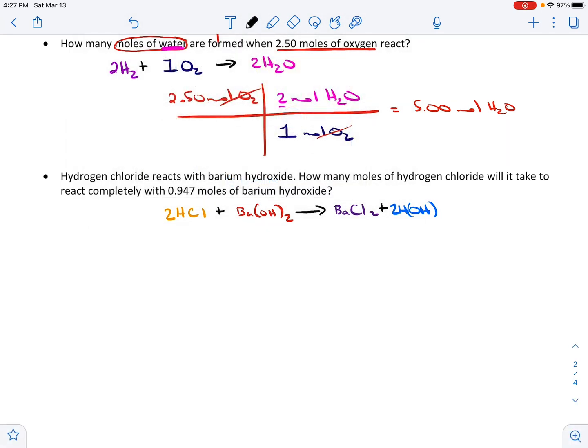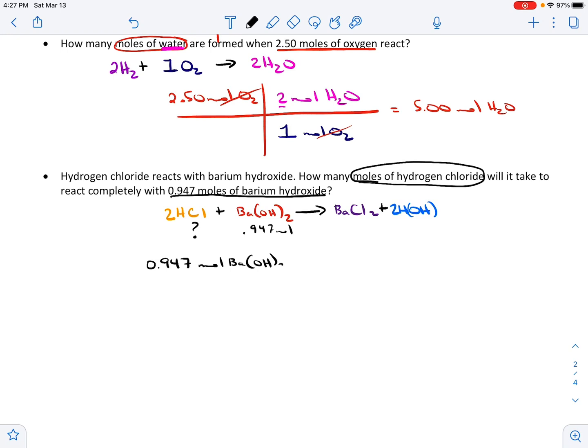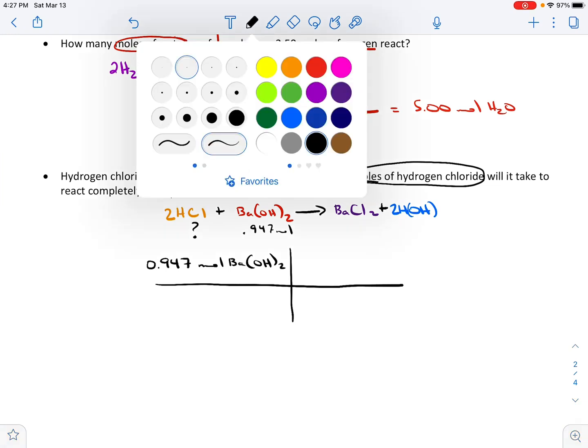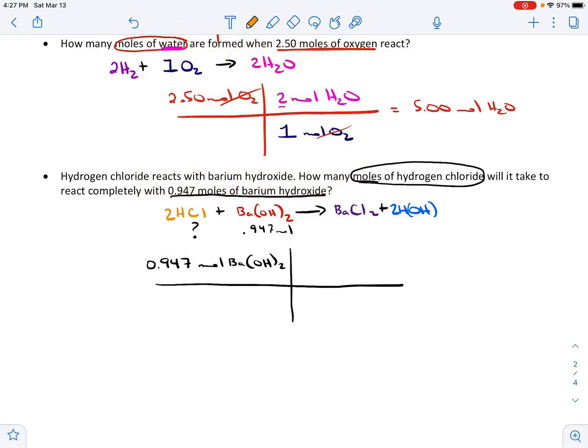So it says how many moles of hydrogen chloride, this is hydrogen chloride, react completely with 0.947 moles of barium hydroxide. So we're going to start with 0.947 moles of barium hydroxide. Put that on our T-chart. And here's where we go to our balanced chemical equation, right? Balanced chemical equation, we're going to put where we're going on top. We're going to HCl. That's our question mark.